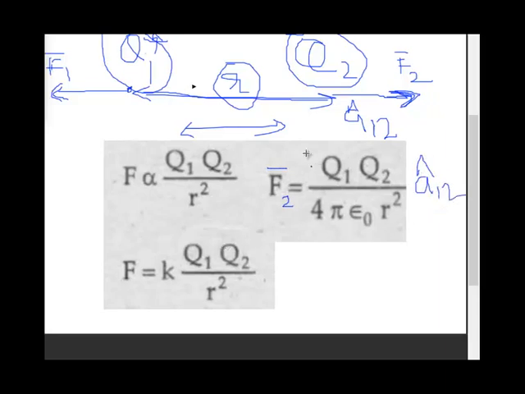Then force F2 will have a scalar component and a vector a cap 12. Just by multiplying by a cap 12, you will have a vector force, and it will have the unit Newton.